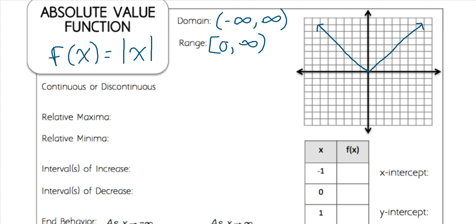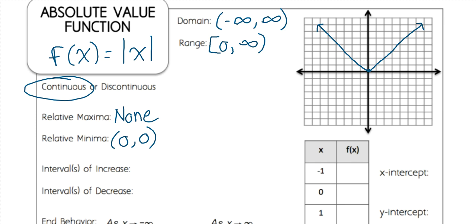There are no breaks in this graph from left to right, so that means that it is continuous also. And then maximum, it's going up forever, so there's not a maxima, but there is a minimum. So that's at 0, 0, where it goes to its lowest point.